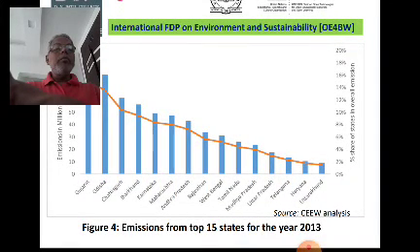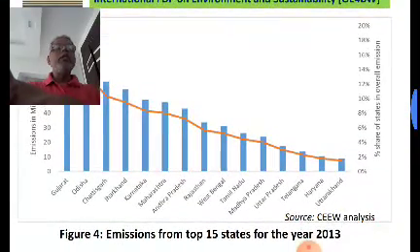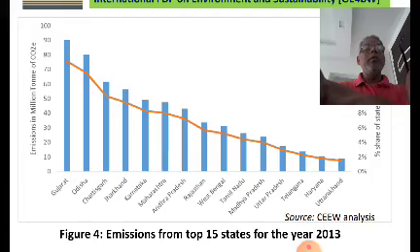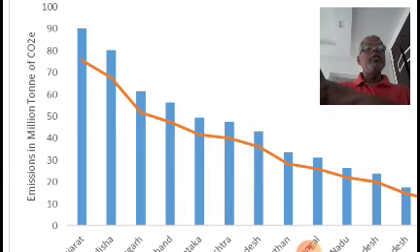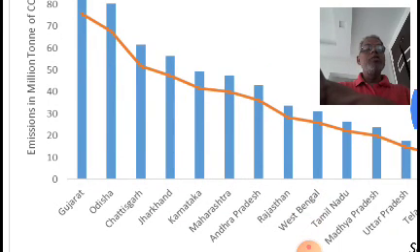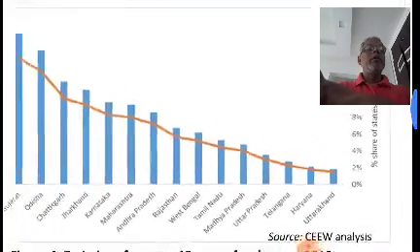Here some statistics are given, emission from the top 15 states for the year 2013 in India. You can see Gujarat is the most dominant state, with the maximum emission in million tons. Then there come Odisha, Chhattisgarh, Jharkhand, Karnataka, Maharashtra, and you can see the least ones are Telangana, Haryana, and Uttarakhand.